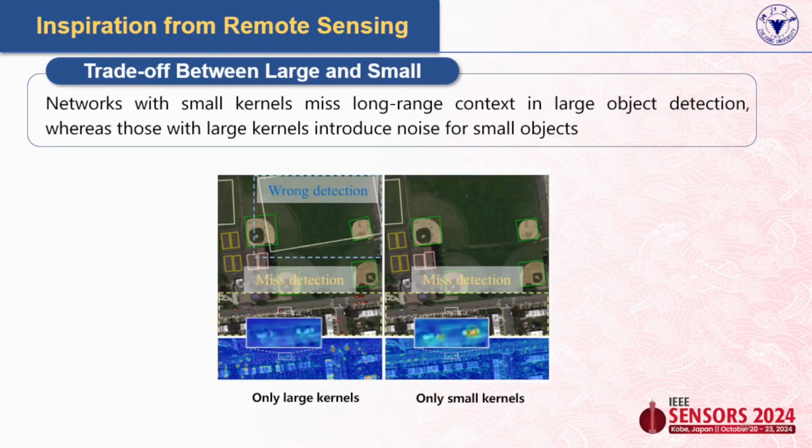However, it is a trade-off between large and small kernels. Networks with small kernels miss long-range context in large object detection, whereas those with large kernels introduce noise from small parts. So, addressing this trade-off is what I want the model design to achieve.